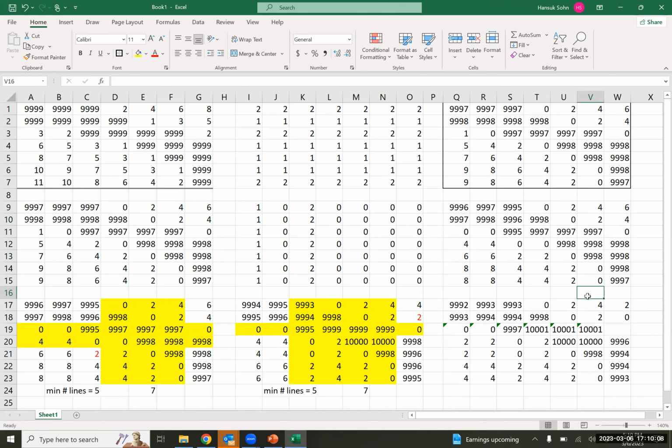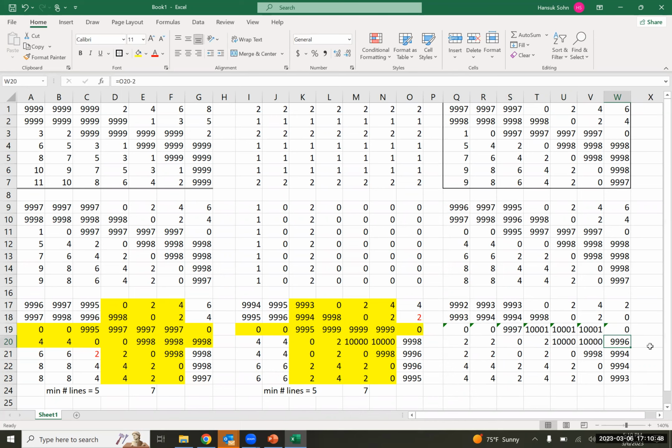Now again, we need to identify the minimum number of lines that can cover every zero in this reduced cost matrix. Okay. So how many lines are required? So what is that? It's going to be same as this, right?